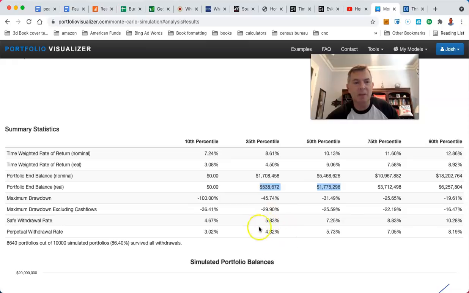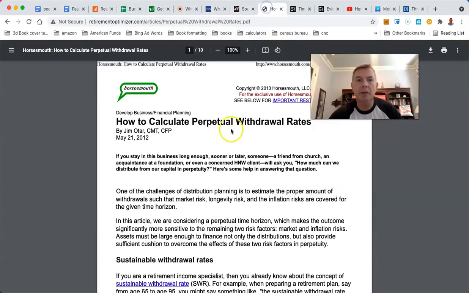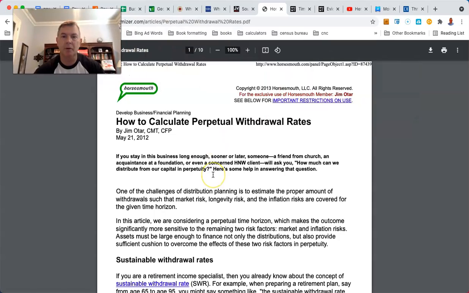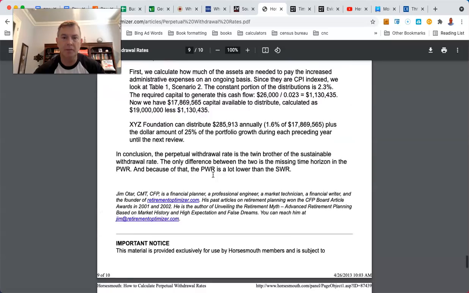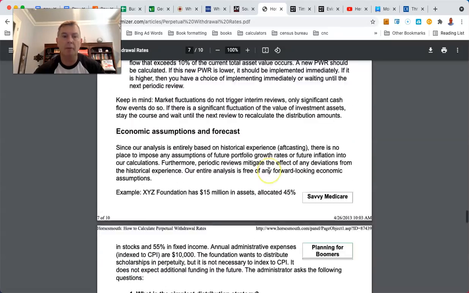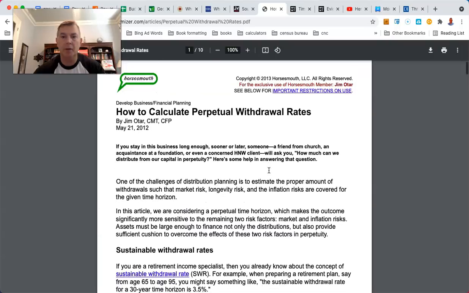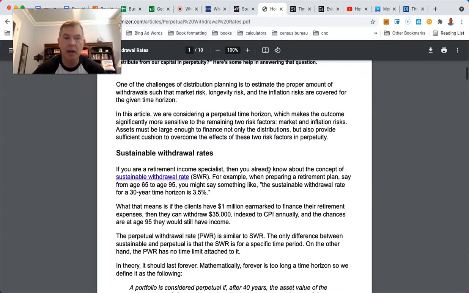What I said is I wasn't quite sure what the safe withdrawal rate and the perpetual withdrawal rate was. So I looked and I came up with this right here from my man Jim Otter. I think he still has his website. I forgot what it's called though. Let's see if he still has it. I'm a huge fan of Jim's over here at Retirement Optimizer. Yep, retirementoptimizer.com. I wasn't quite sure what the difference was. So now I know.